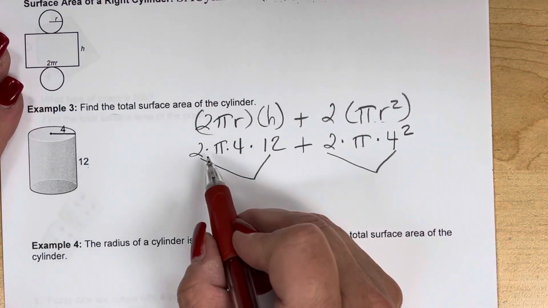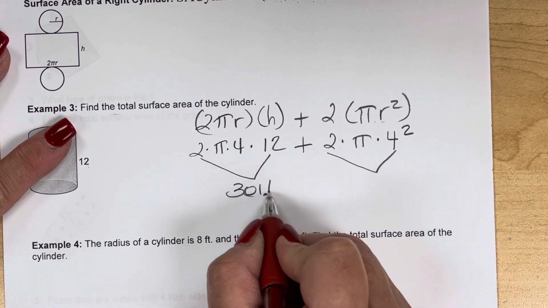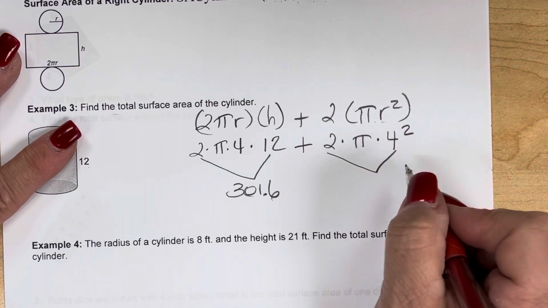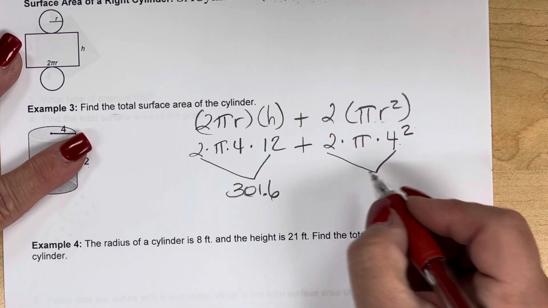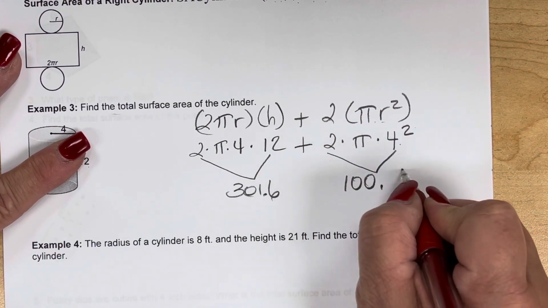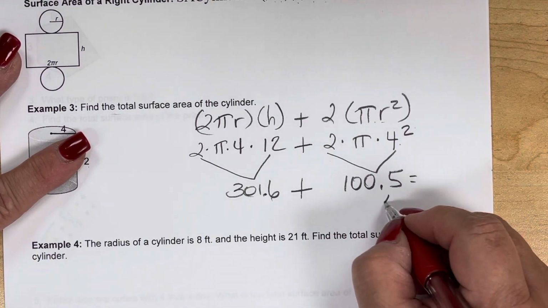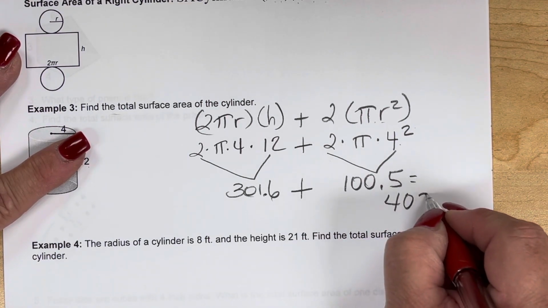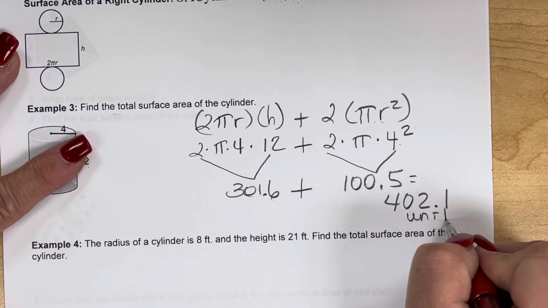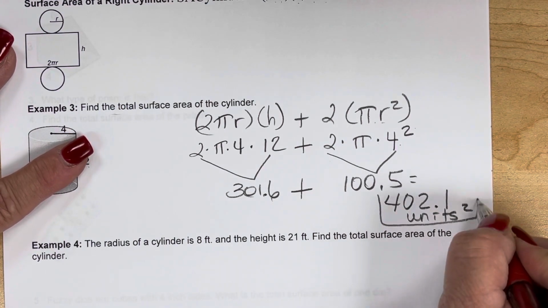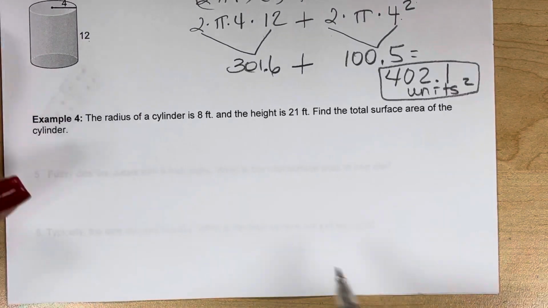Now, when you multiply these out straight across, 301.6, yes, round to the tenth as always. And then here you'd multiply 2 times pi times 4 squared. You would get 100.5. Add those two together, and you get 402.1. It doesn't tell me anything, so that's just going to be square units. Okay, now, it's the same thing, it just doesn't have a picture.